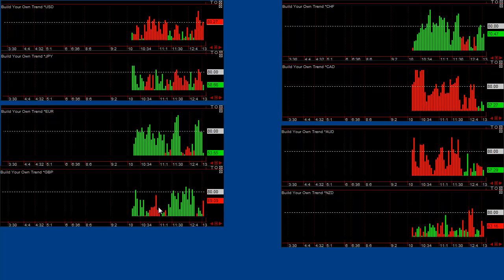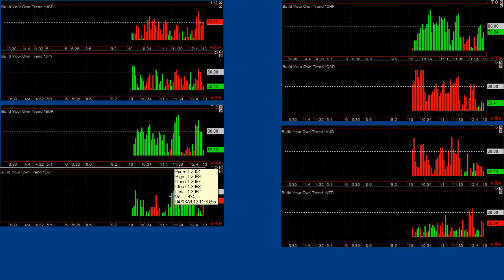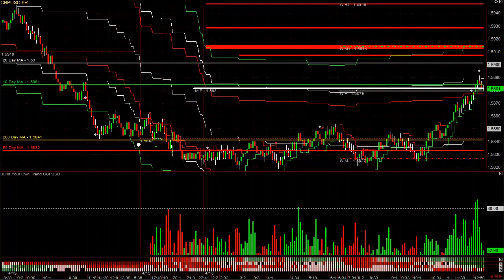Another currency that a little bit later became strong is the pound right here at 11:30. A little earlier it was kind of iffy, became very, very strong here at 11:30. The dollar is the weaker of the two between the yen and the dollar. So we're going to look at 11:30 of buying the pound dollar.